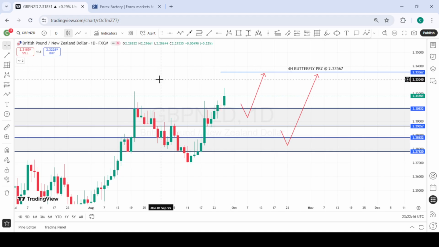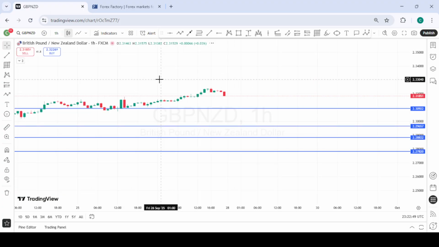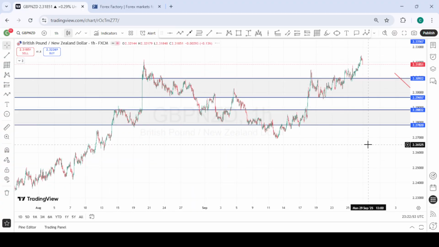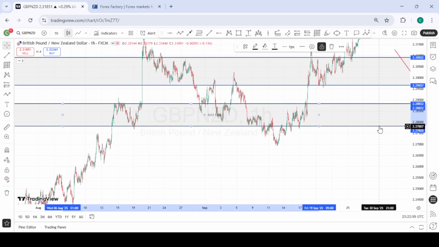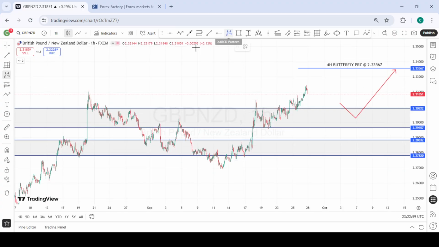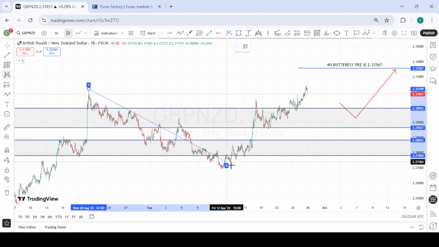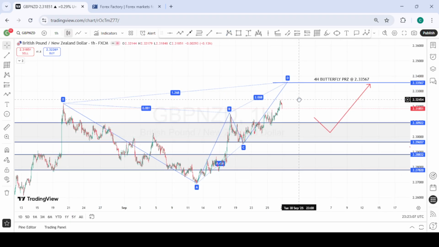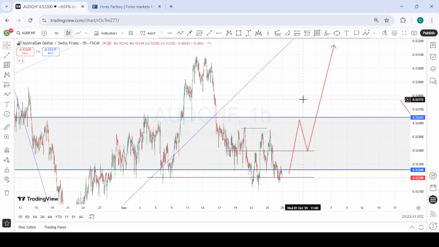So let me give clarity to this pattern that is developing. So this is X, this is our A, this is our B, this is our C, and a possible D leg that we'll be expecting. So that's the pattern that we are looking out for on GBPNZD.